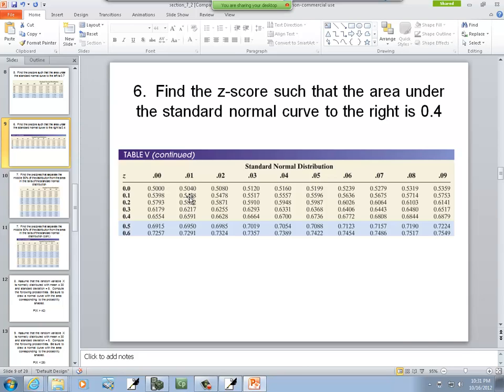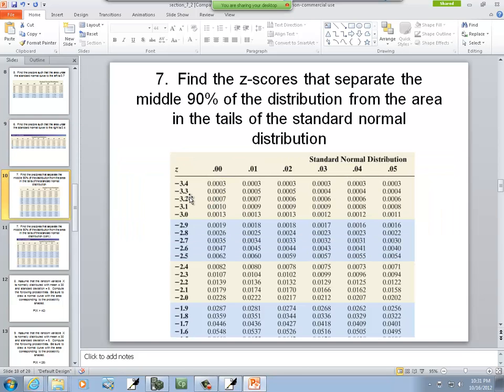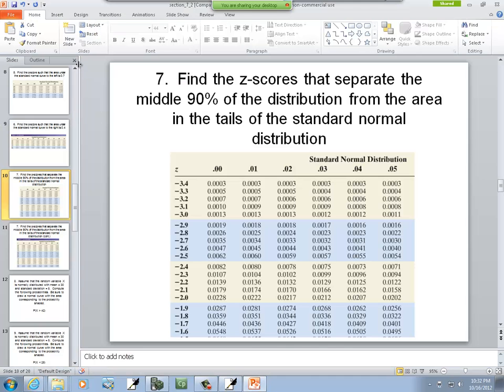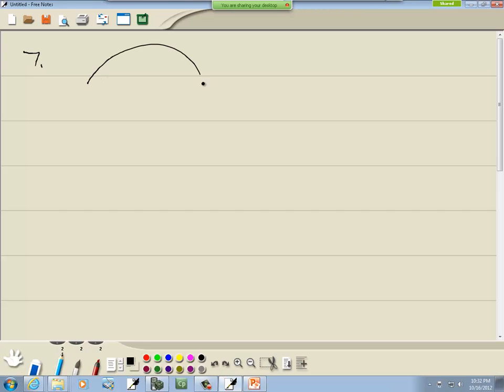Let's look at our next problem. Number 7. It says find the z-scores that separate the middle 90% of the distribution from the area in the tails of the standard normal distribution. So they tell us the middle is 90%. Now this is symmetrical. So if 90% is in the middle, that means you got 10% in the tails. And specifically, since you have two tails, you'll have 5% in each tail.